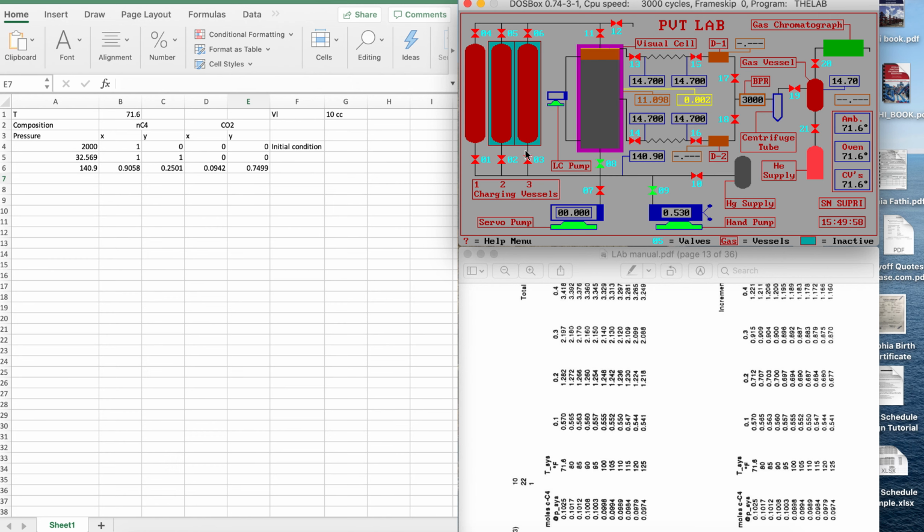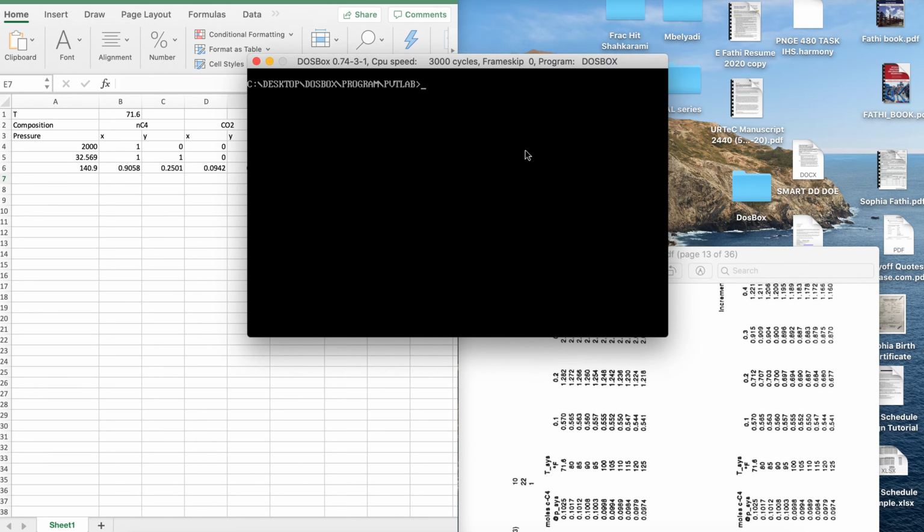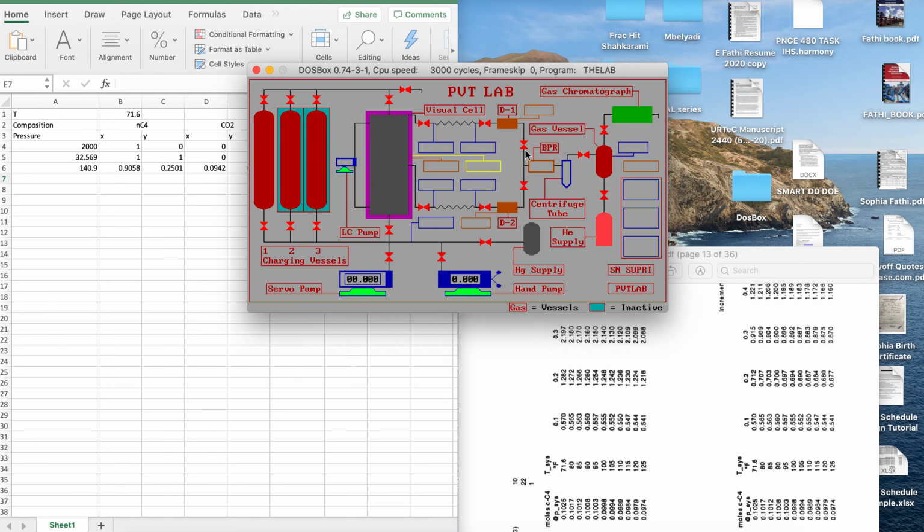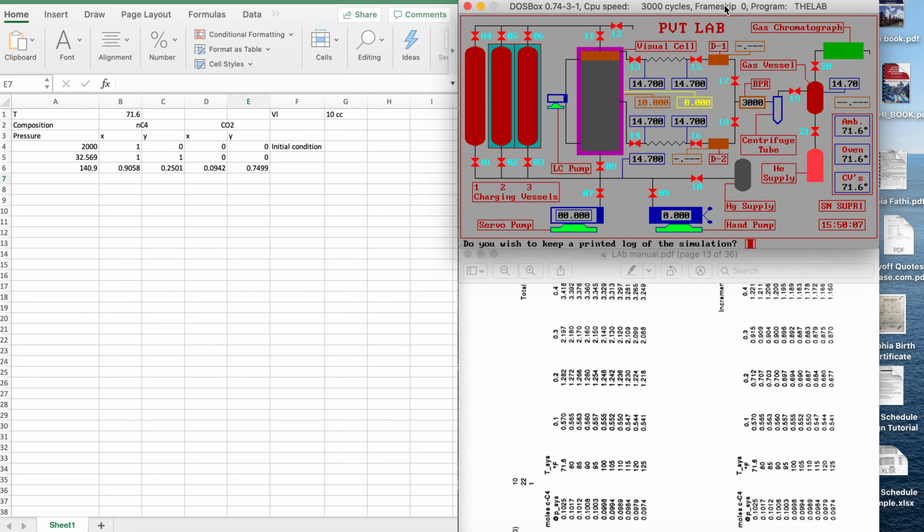So what I need to do is to simply press escape, terminate the program, and open the program again. So I found the mixture. I generate a mixture of 90% N-butane, 10% CO2. And I got my saturation pressure, and I got the composition of CO2 and N-butane at that saturation pressure. Okay. So I'm going to repeat this for 20%, 30%, 40%, all the way to 90%.